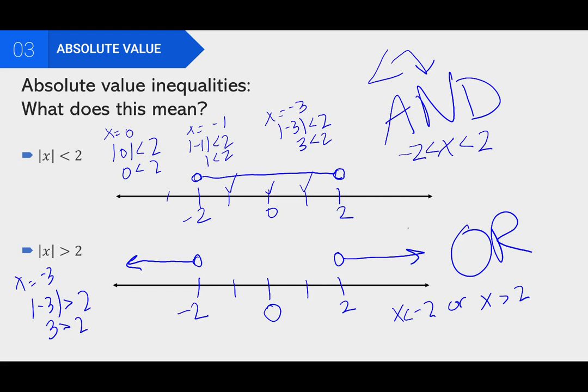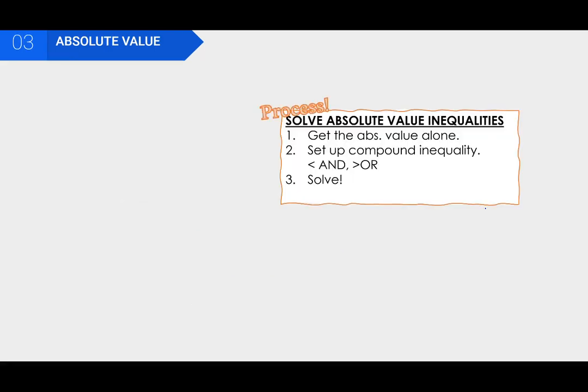One way that I remember this and I tell students is you can misspell the word greater, right? Greater. Absolute values, when they have a greater inequality, they're going to be an OR, and if they have a less than, it's going to be an AND. So again, we're going to solve this a lot like other inequalities, but first we need to set it up, just like we did with the equations.